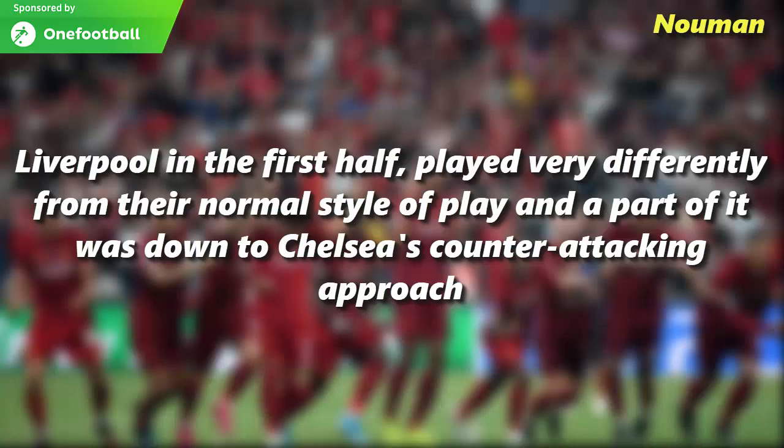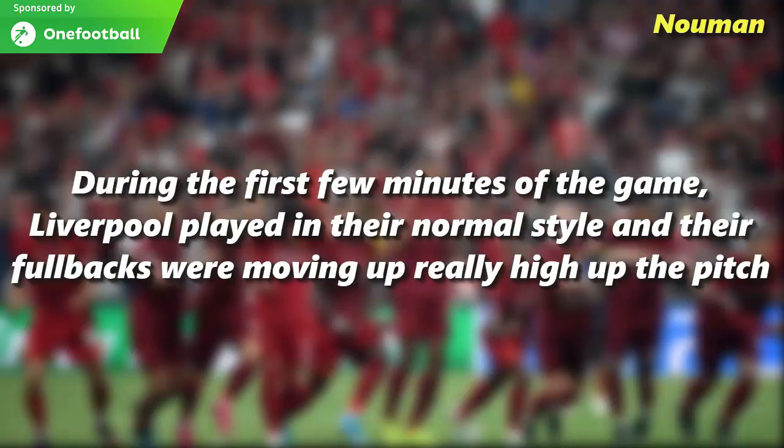Liverpool in the first half played very differently from their normal style of play, and a part of it was down to Chelsea's counter-attacking approach. During the first few minutes of the game, Liverpool played in their normal style, and their fullbacks were moving really high up the pitch.